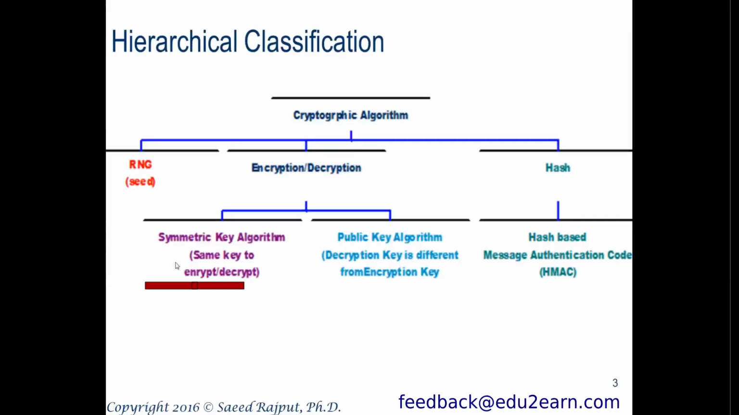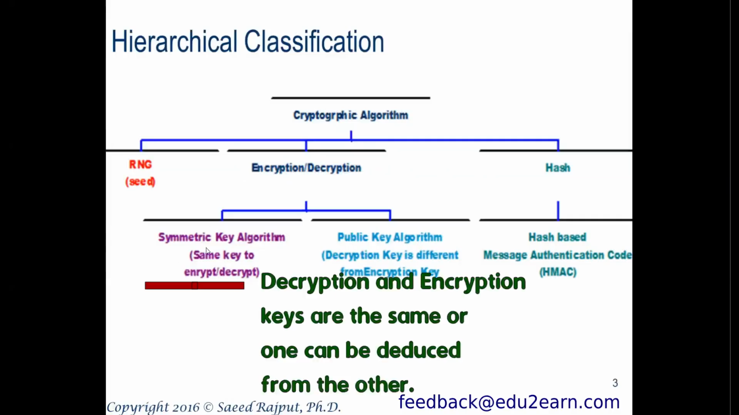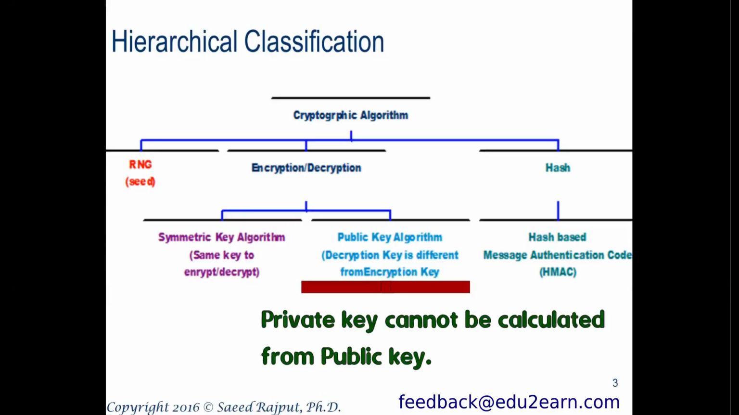In the symmetric key algorithm, the keys on the encryption and decryption side are the same. And if they are not the same, at least they can be deduced, so you can calculate one from the other. Essentially, if you have one key, you know what the other key is also. In the public key algorithm, that's not the case. The decryption key is different from the encryption key, and it cannot be deduced from the encryption key, and vice versa.